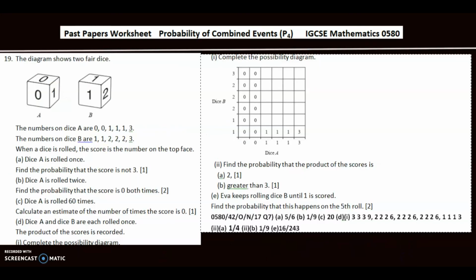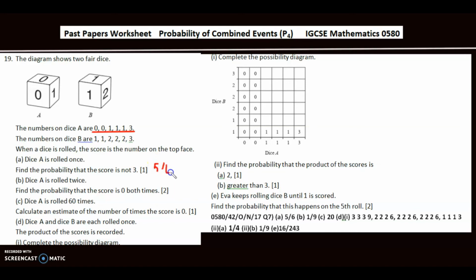Next question. The diagram shows 2 fair dice. Numbers on dice A are these, numbers on dice B are these. When a dice is rolled, the score is the number on the top face. Dice A is rolled once. Find the probability that the score is not 3. So in dice A, probability of not getting a 3 is, how many times are we not getting a 3? 5 times. How many numbers do we have in total? 6. So the probability is 5 upon 6.